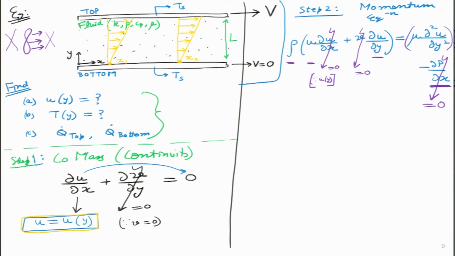So, we make this simplification over here, and what we get as a result is simply del square u by del y square is equals to 0. So, this is what I get from the momentum equation. It is a second order differential equation. How do I solve it?